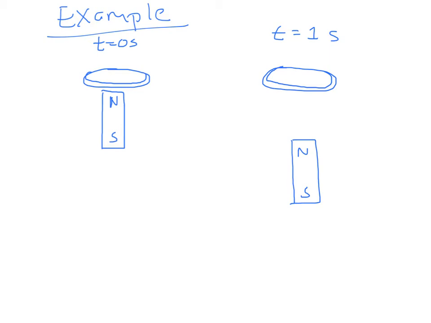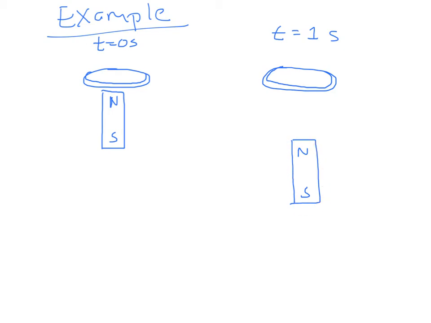Let's take an example to see how this works. Imagine a situation where we have a loop of wire here that's in the horizontal plane, and we have a magnet underneath it with a north pole and a south pole. And we hold it close to the wire, and then we move it very rapidly away, so in 1 second it's moved down to this farther distance.